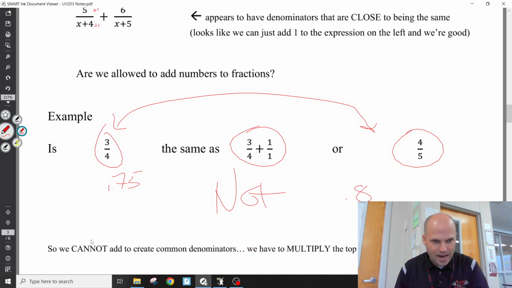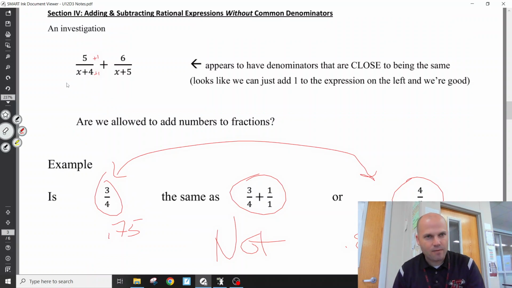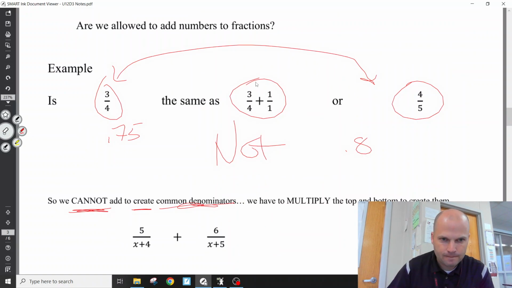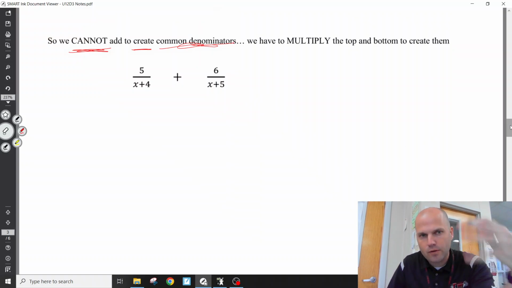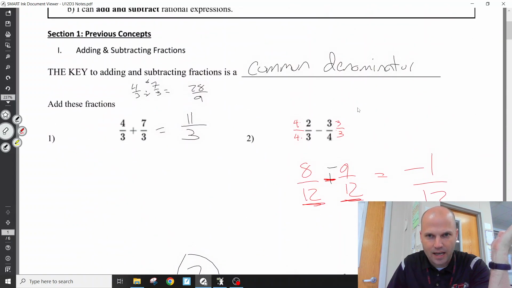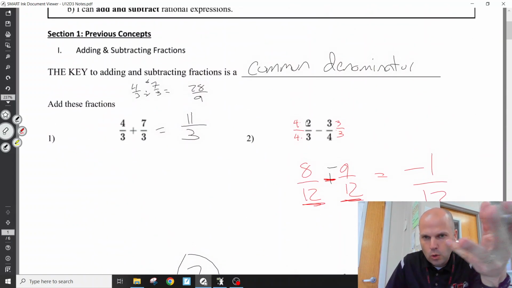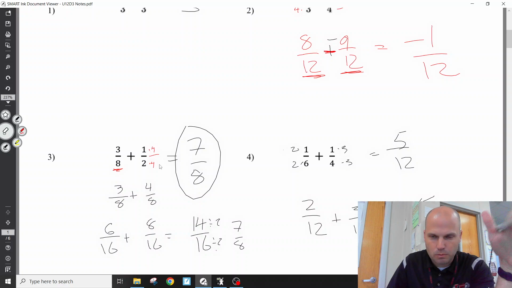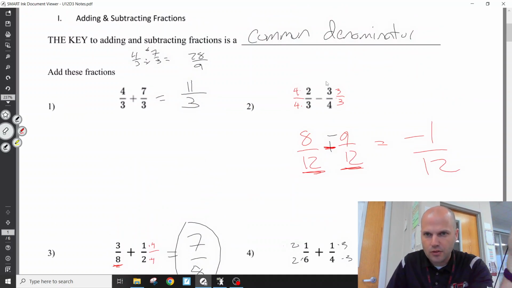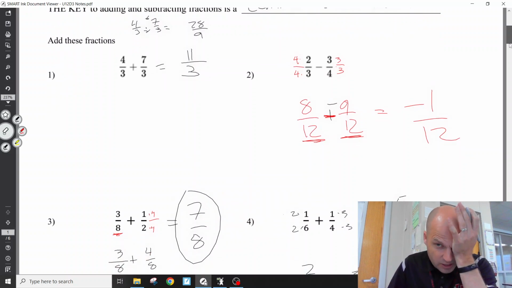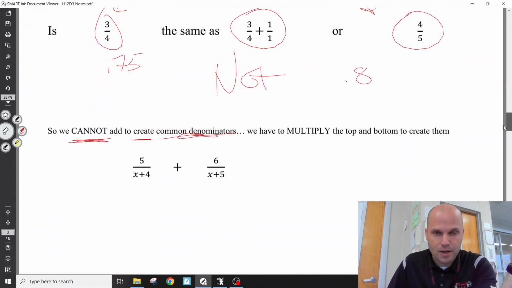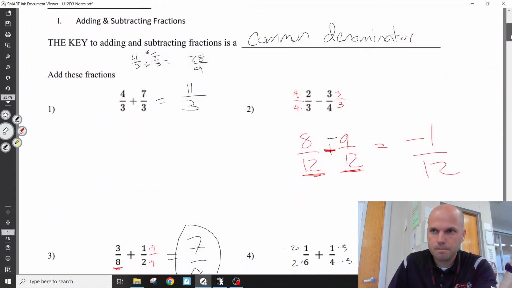So you cannot add to create common denominators. We are going to have to multiply to create a common denominator. And what we're going to go back to for almost all of our examples is this example when we had 2/3 minus 3/4. We will multiply by the other's denominator. And you could do that here. You can multiply by 2 and multiply by 8. You're going to multiply by the other's denominator for the most part. In almost all of our examples, all of our quiz problems, our test problems, multiply by the other's denominator like we did here. Okay?